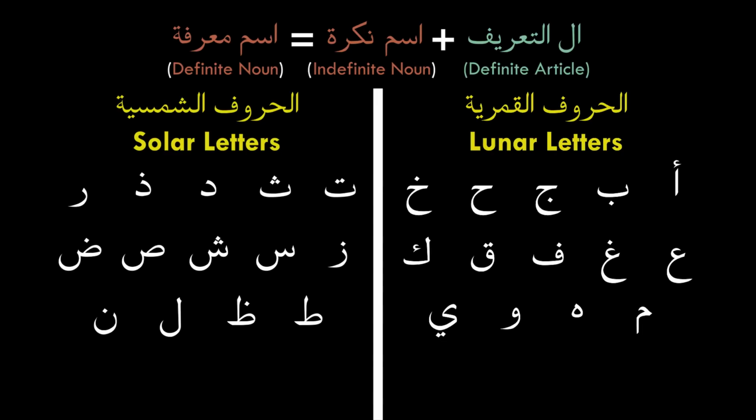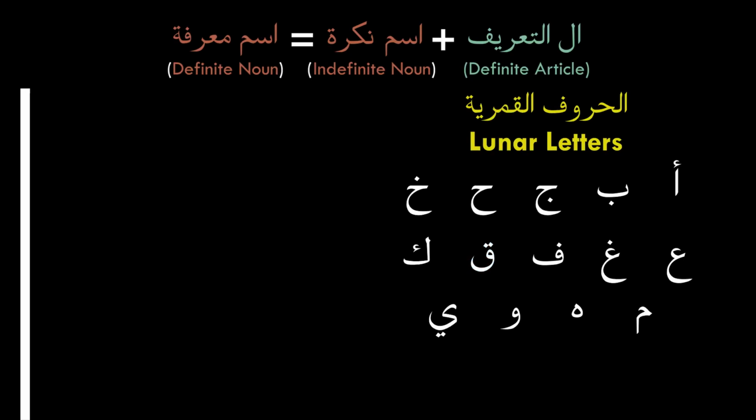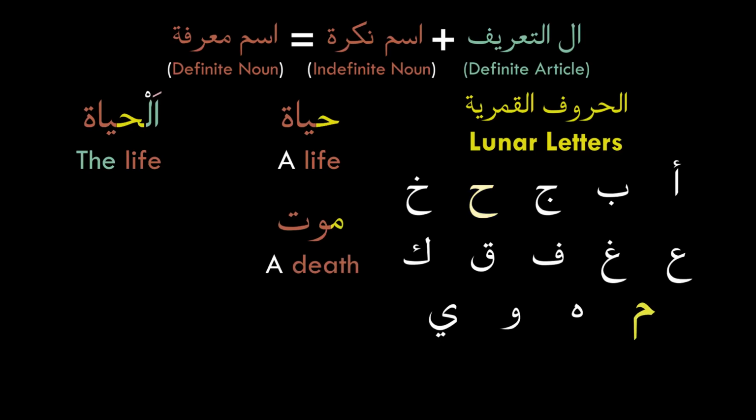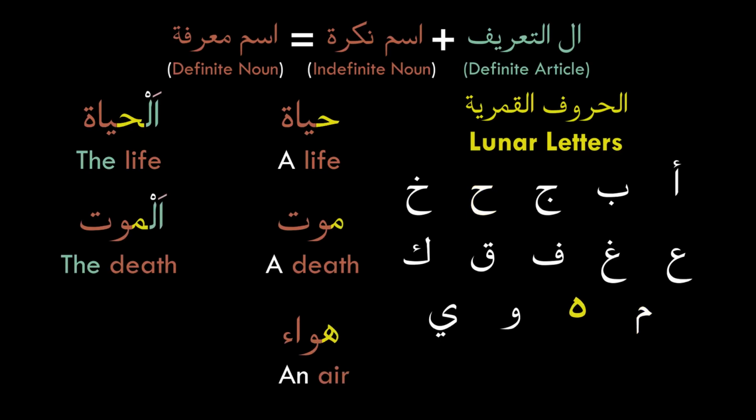Those letters have no relations with the sun and the moon. We call them by those names because the word qamar, which means moon, starts with the letter that belongs to the first section, and the word shams, which means sun, starts with the letter that belongs to the second section. Let's try to add al to some nouns, starting by lunar letters to verify our theory. Haya, al-haya. Maut, al-maut. Hawa, al-hawa. See, here we pronounce the whole al.